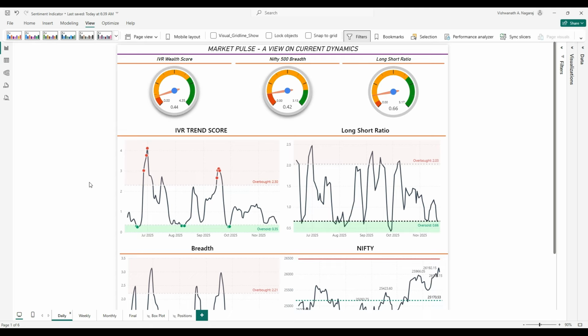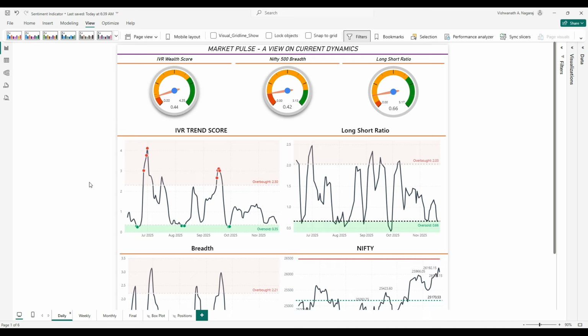And what are we looking at in the top section? We're looking at three gauge charts, which is my IVR Wealth score, the Nifty 500 breadth, and the long short ratio. What are the market participants doing as well? How are they building their longs and shorts? What is the ratio?